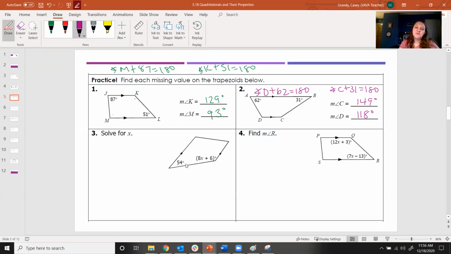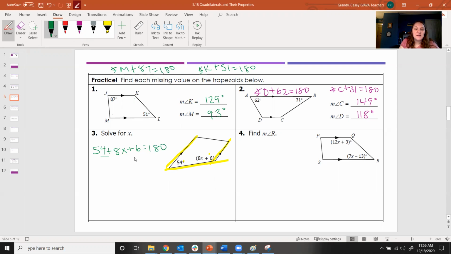This idea will also work if they are giving us expressions and not just missing values. So in this one, we're going to solve for x. Here, the bases of my trapezoid are here and here, and I know that because those are the parallel sides. So here is my transversal. These angles are same side or consecutive interior angles, so they are supplementary. So I can add them together to get 180.